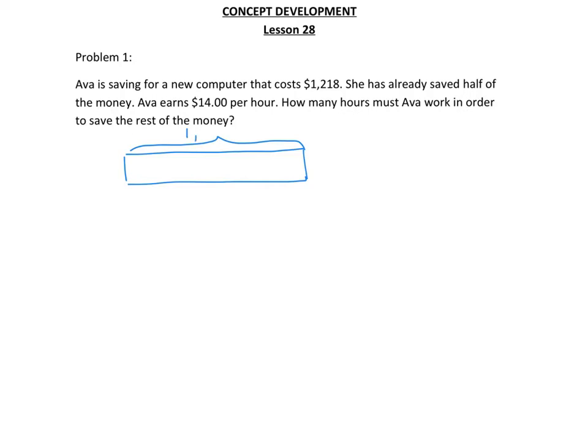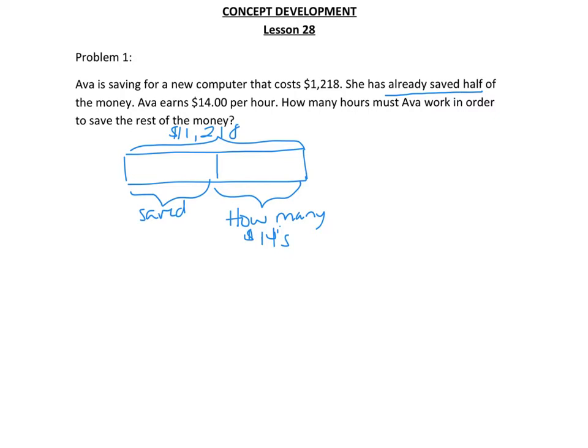$1,218. Well, it says she's already saved half. So she's already saved this much. So how many hours must Ava work in order to save the rest? Well, she earns $14 an hour. So our question is, how many 14s? Because she makes $14 for each hour.